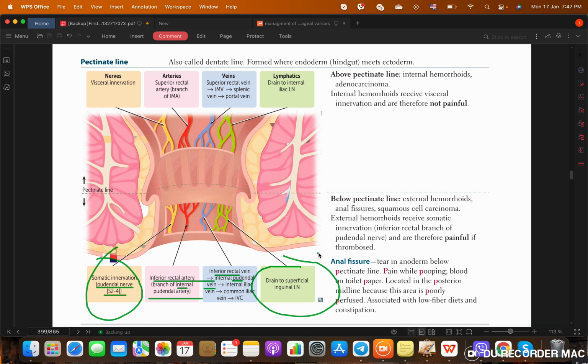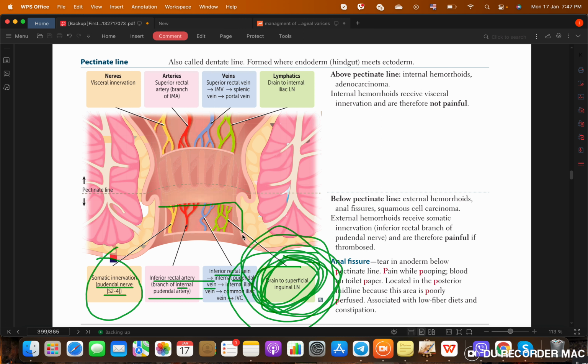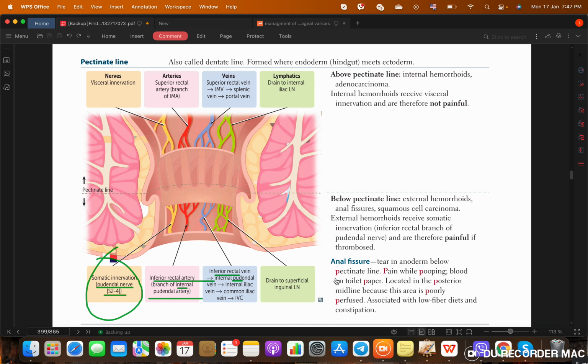Finally, the drainage. This is high yield. I saw so many questions about this, guys. So many questions, you have no idea. They ask you, where does the anal verge drain to? This is the anal verge, okay? And the answer is the superficial inguinal lymph nodes. Okay. What about above the pectinate line? So if we speak about the nerves, it is visceral innervation. Can you feel it? The visceral innervation.